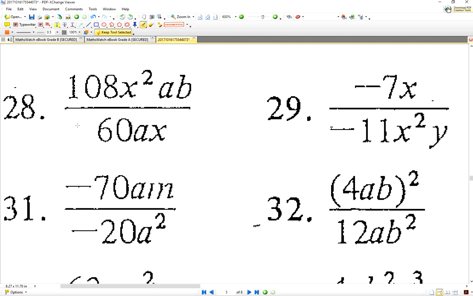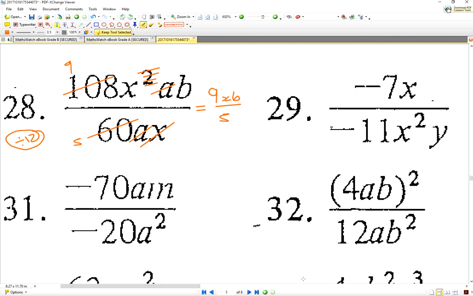Okay, this looks nice here. Okay, 108 and 60, the highest common factor. They are both in which times table? They're in the 12 times table. So 60 divided by 12 is 5, and 108 divided by 12 is 9. So that won't cancel anymore. Divide the bottom by x and divide the top by x. Okay, divide the bottom by a and the top by a. So you're left with now 9xb over 5. That's fine.